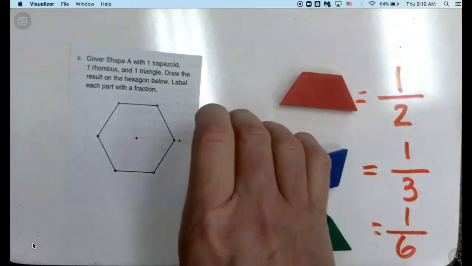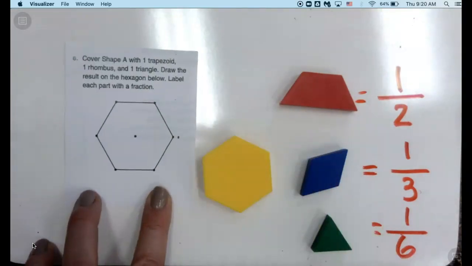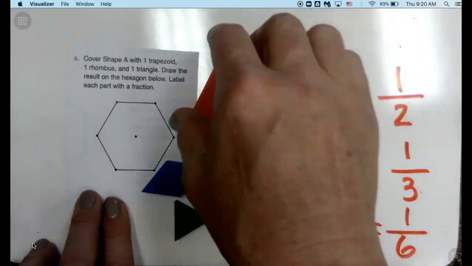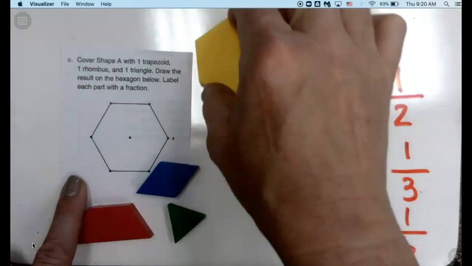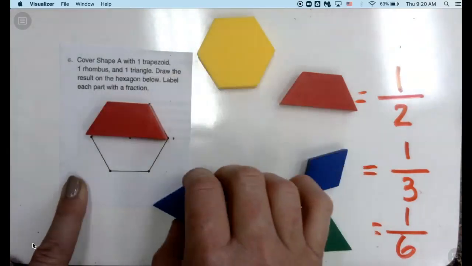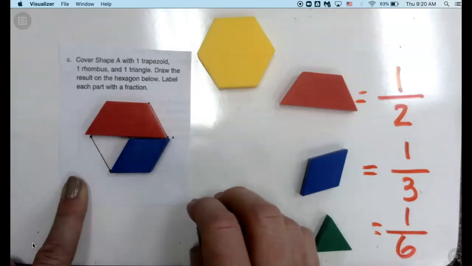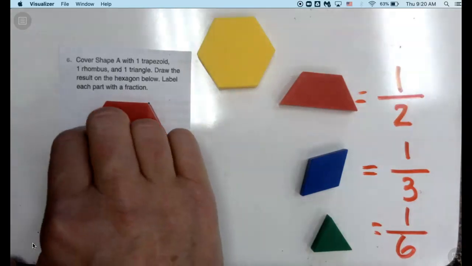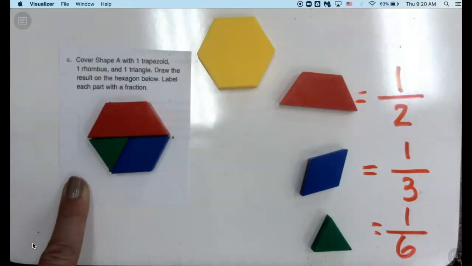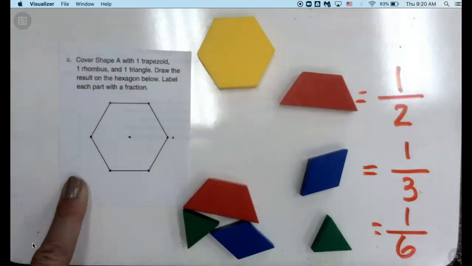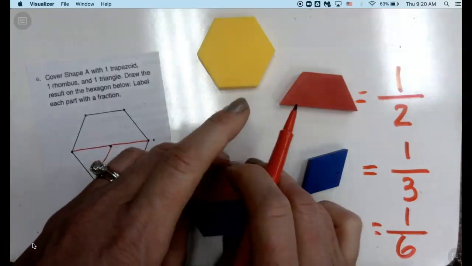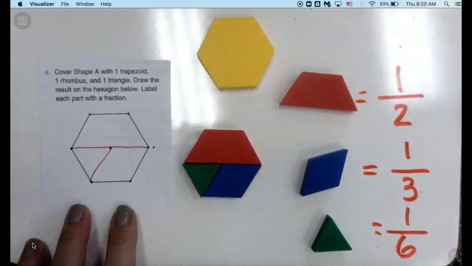All right, here we go. So again, we're going to start with shape A as our whole. And this time we're going to use 1 trapezoid, 1 rhombus, and 1 triangle. So we're going to use one of each of our shapes now to get to equal our whole here. And again, you can arrange them any way you want. I'm just going to stick them on here this way, but it doesn't matter. As long as it fits in your hexagon hole, we're good. Okay, so that's how I'm going to use my shape. And now I'm going to draw it on here. So see how it matches my original shape.